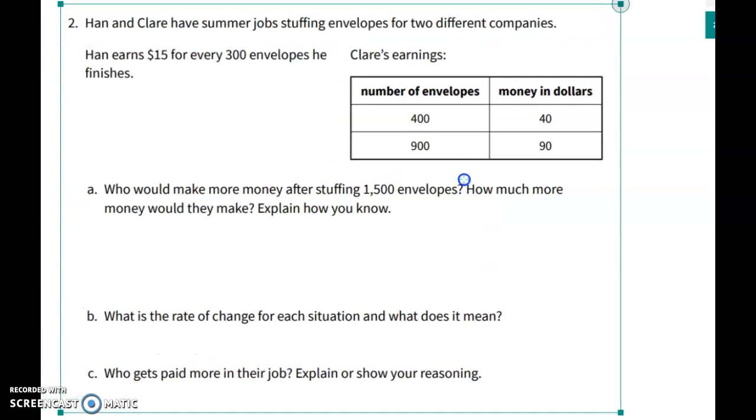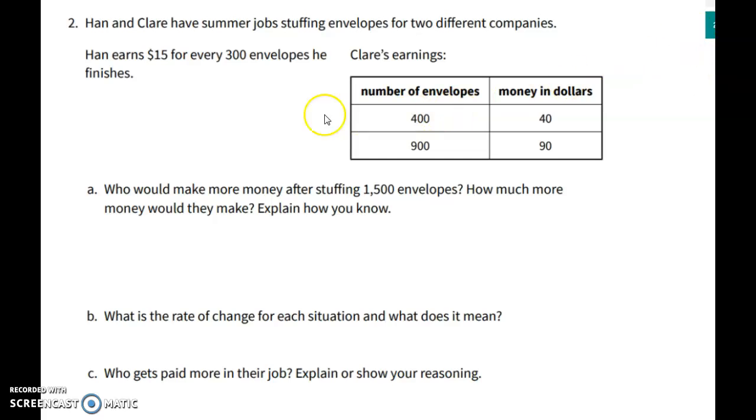Complete this question of the Ben and Clay summer jobs, but this time you are comparing Ben earning $15 for every 300 envelopes he finishes, and for Clay it's 400 envelopes and then $40. So compare the table and story problem. Complete these questions and determine too.